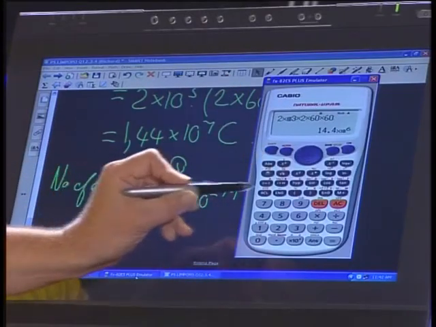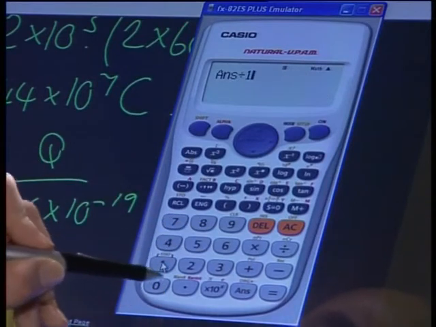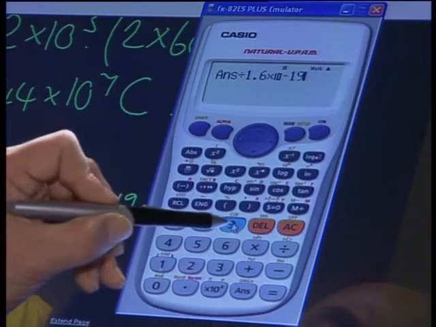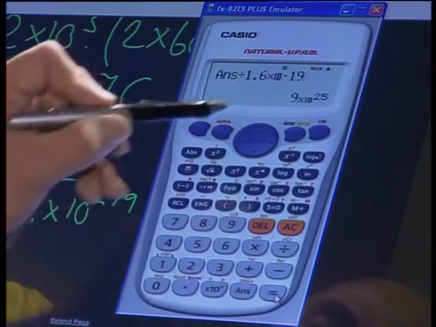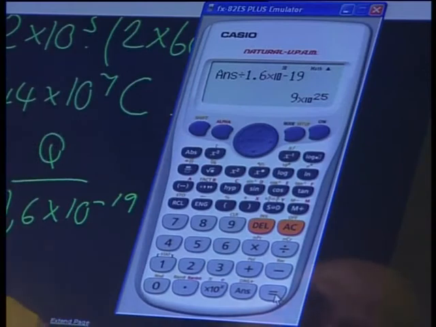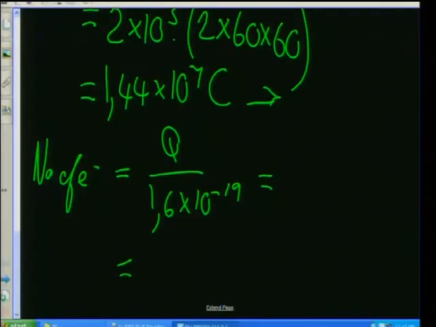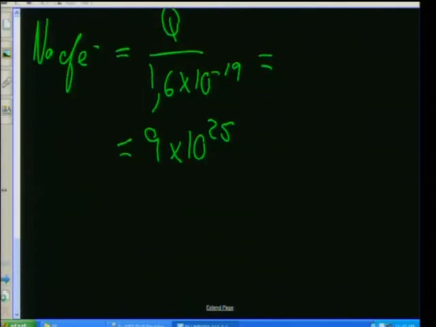So I'm going to take that value and divide it by 1,6 times 10 to the minus 19. And I get 9 times 10 to the 25. So let's write that down. This is the total number of electrons, 9 times 10 to the 25 electrons. How many moles is that? Moles of electrons.